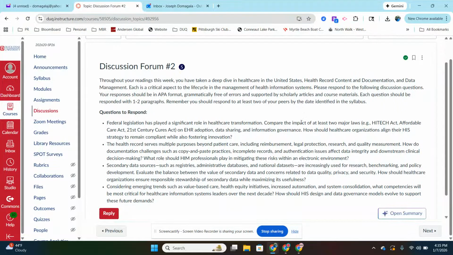And as we take a look at the specific directions above, really, I want you to respond to each of those questions with 1 to 2 paragraphs for each of those questions. And remember that you should respond to at least 2 of your peers by the date identified in the syllabus and the date that's on Canvas.